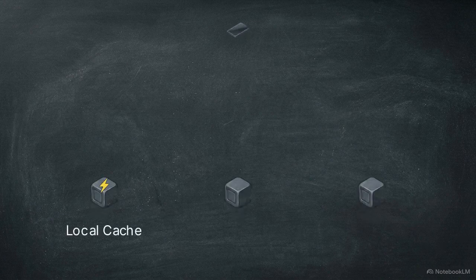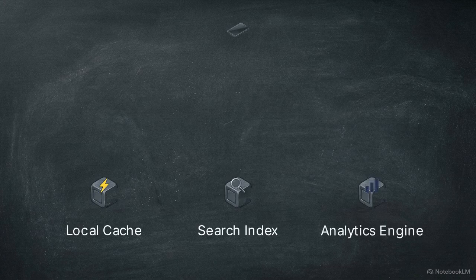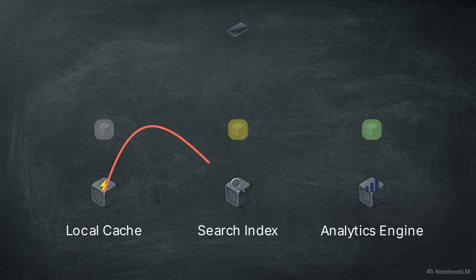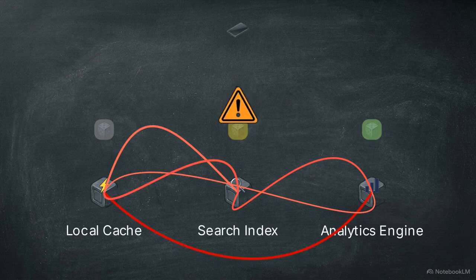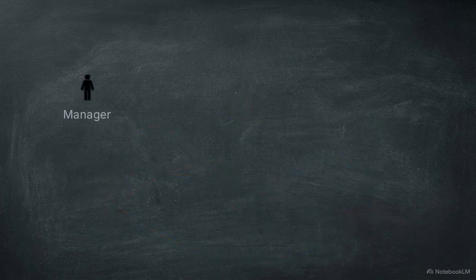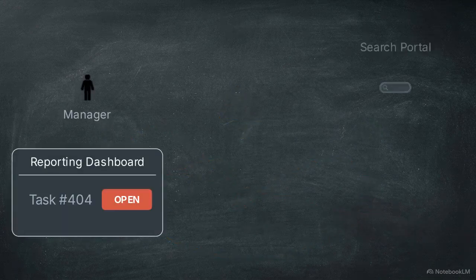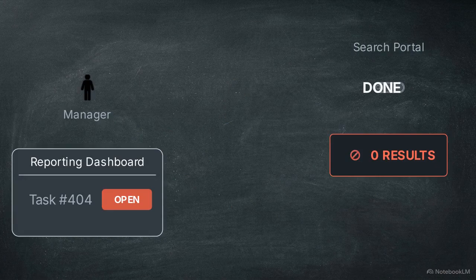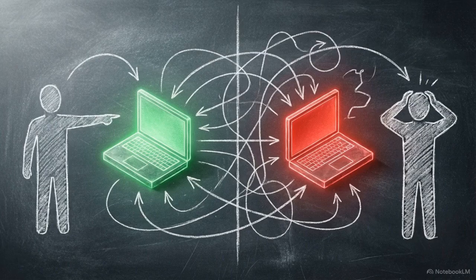If we look beneath that clean interface, we find a complex web of subsystems. You have a local cache holding recent data, a search index organizing keywords, and an analytics engine tracking user behavior. And for a brief window, all of them are holding different, outdated versions of that exact same task. When these internal systems disagree, things break down rapidly. A manager pulls a reporting dashboard and sees the task still open. A teammate searches for completed items, and the task doesn't appear. Different users are looking at the exact same software, but experiencing completely different realities.